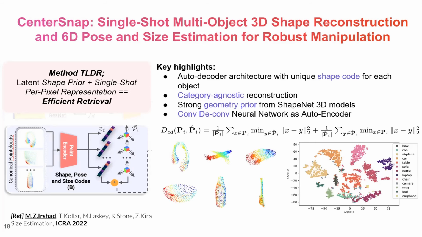So here we show per instance reconstructions as well as t-SNE embeddings of multiple objects, and you can see that it learns a disentangled 3D representation for each object class. Again, our method summary is that latent shape priors plus a single-shot per pixel representation make us really fast in terms of retrieving the actual shape priors.